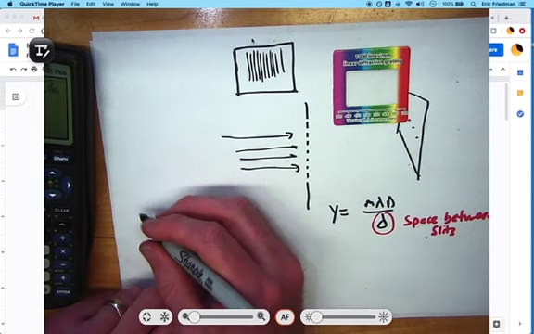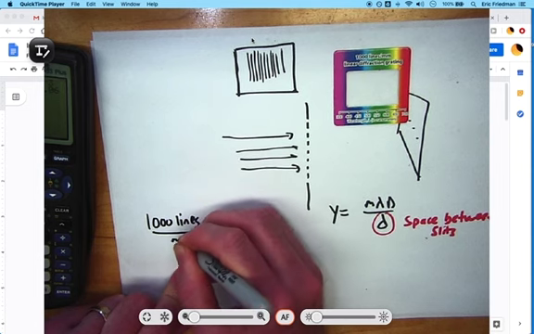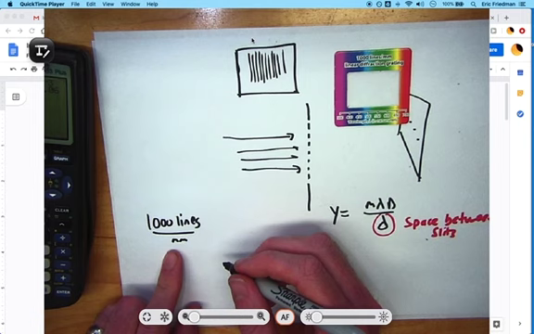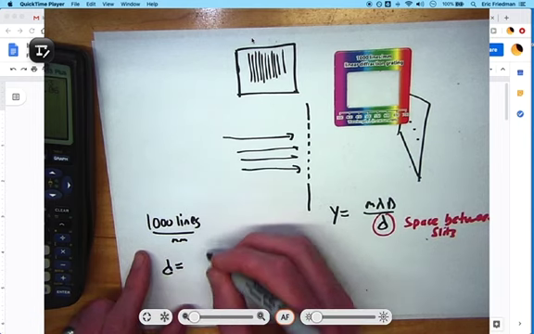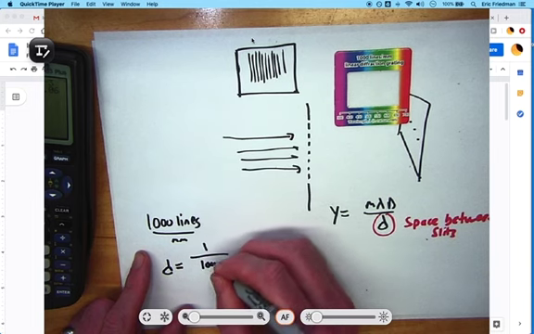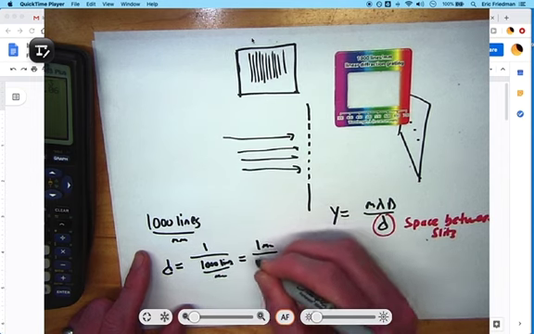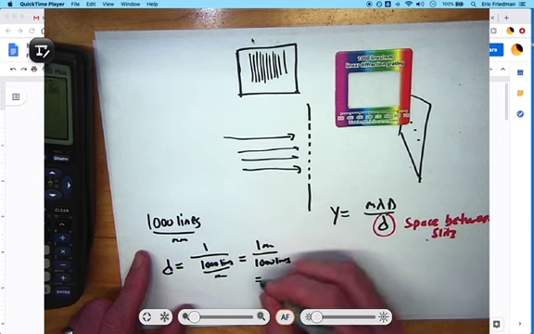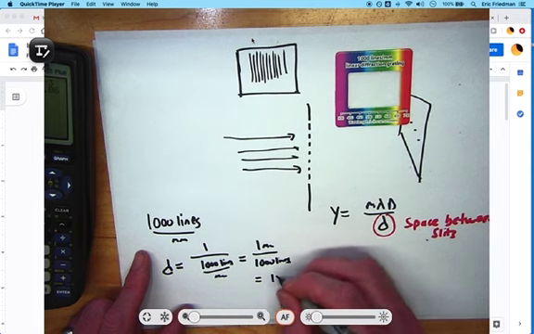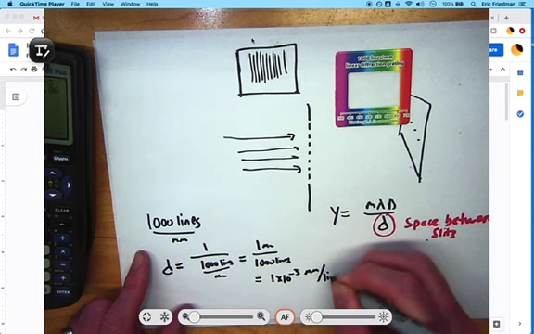We'll do it down here. So I have 1,000 lines per millimeter. What I need to do is actually take the inverse of that, the reciprocal of that. So my d value, my little d, is going to be 1 over 1,000 lines per millimeter, right? And that's going to give me 1 millimeter per 1,000 lines, which is going to give me 1 times 10 to the minus 3 millimeters per line.